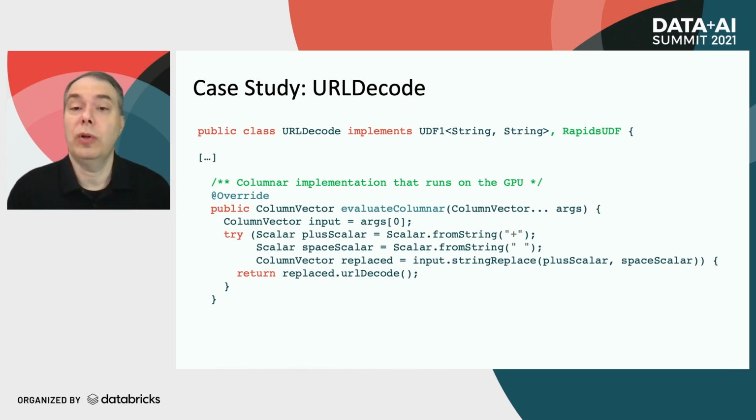And then we can call URL decode on that cuDF column vector to do the URL decode. And again, you can see that we're using try with resource here on all the intermediate values to make sure they're freed in a timely manner because they correspond to GPU resources. And there's our RAPIDS accelerated version of this UDF.